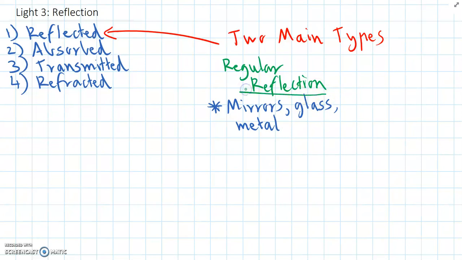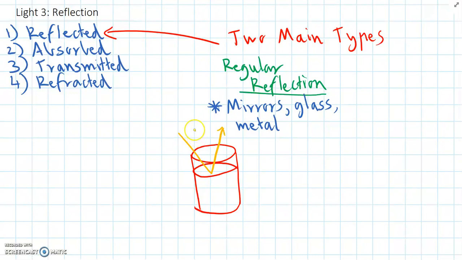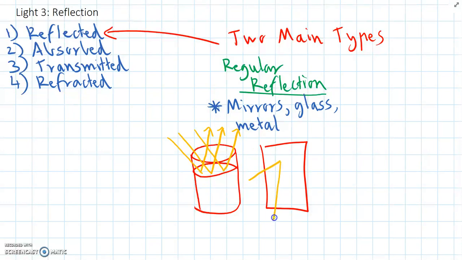So regular reflection occurs when we have our material, like some water in a glass here, and the light comes down and reflects off in the same direction every time. So every ray of light that goes in, they all come out in the same direction. And off a mirror as well, the same thing would happen. Light goes in and comes out, all in the same direction.